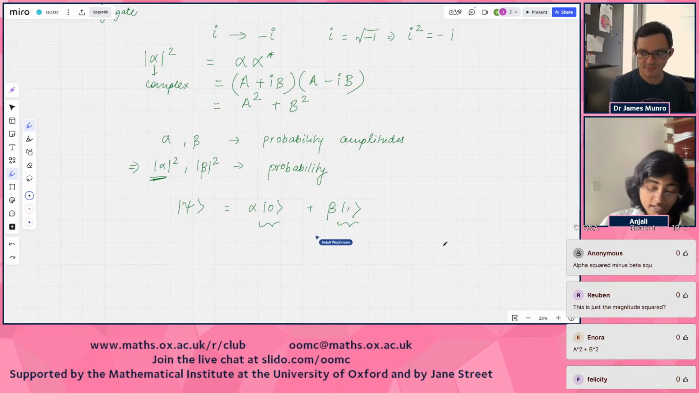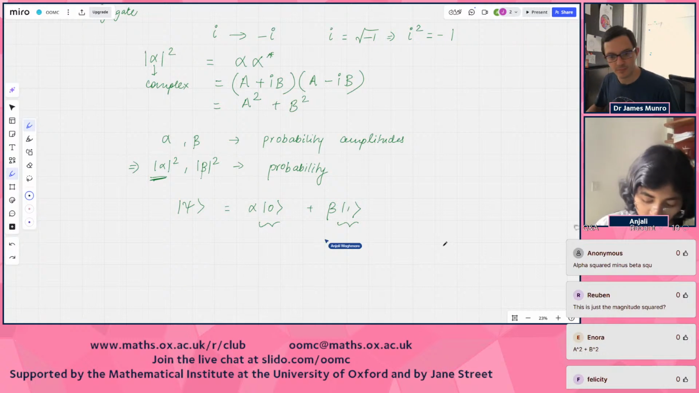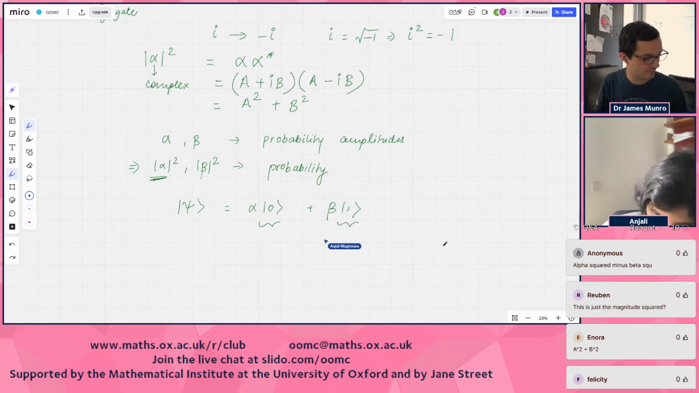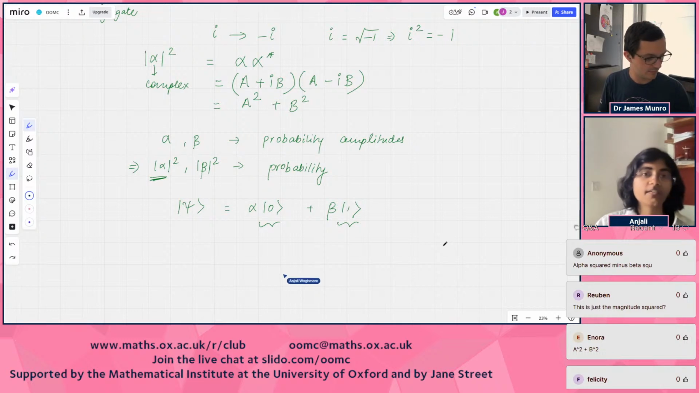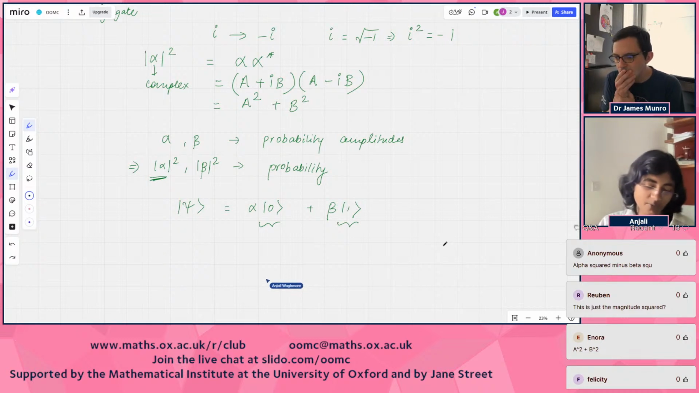So essentially, you have the probability of finding your state psi in a particular base state. So mod alpha squared and mod beta squared give you the probability of doing that. And can anyone have a guess at what it means for these coefficients alpha and beta to represent probability?